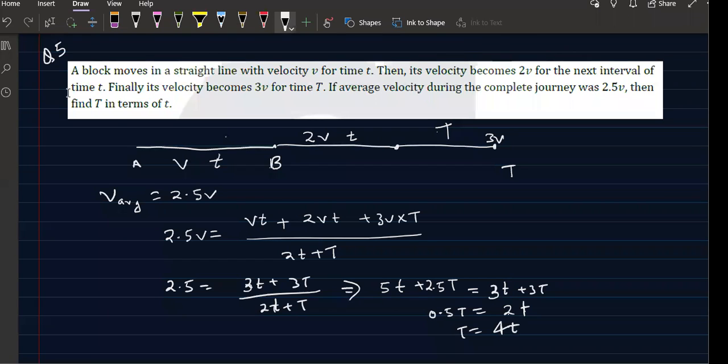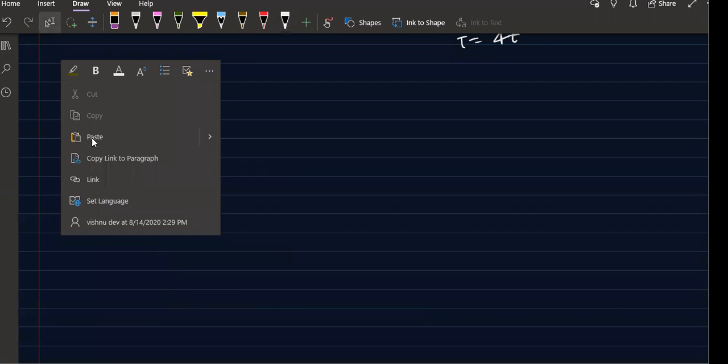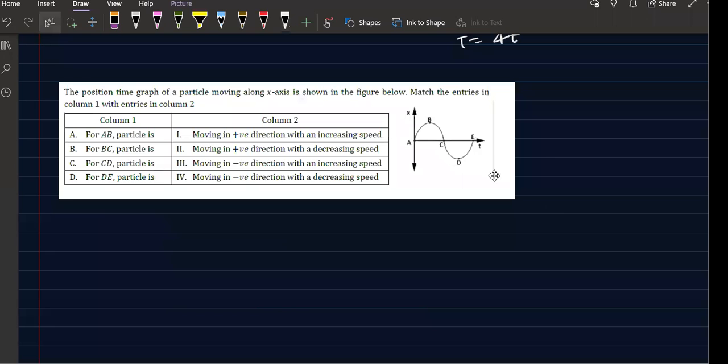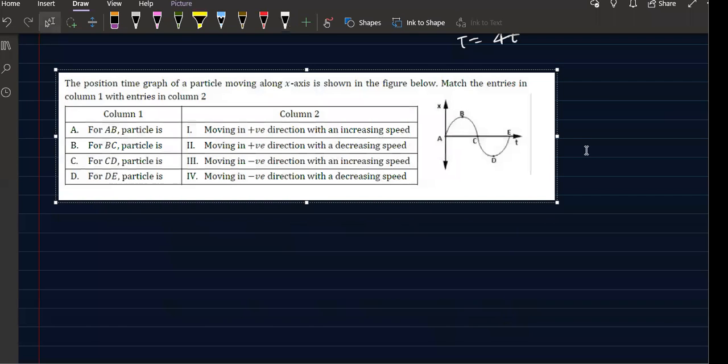So this is a basic conceptual problem. Okay, you don't have to solve, you just have to see the speed, or the direction of velocity, right? So I hope all of you can see the slope, right? Everyone can see the slope. Just go through the problem, then we will answer, okay?